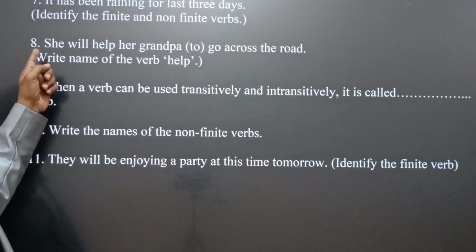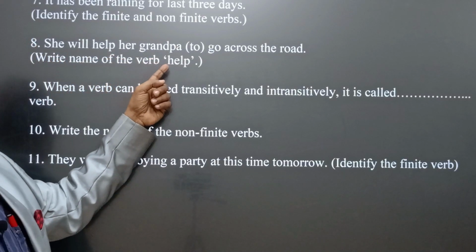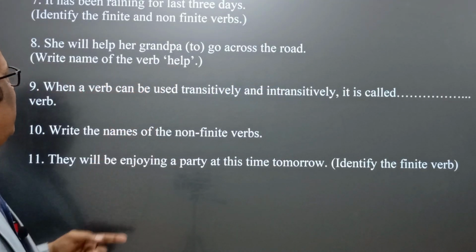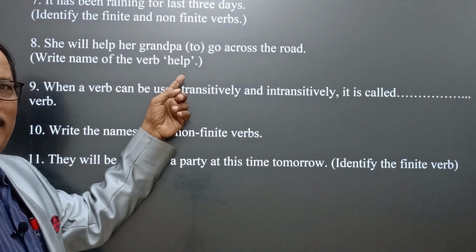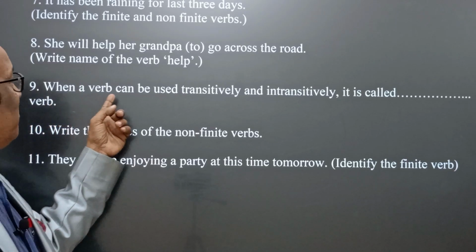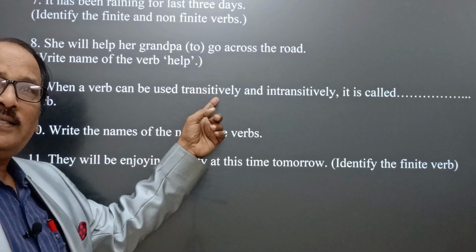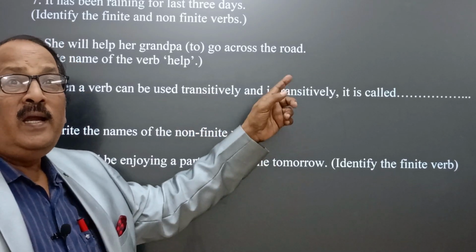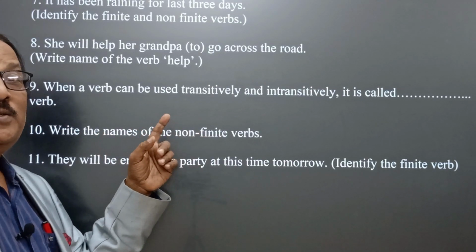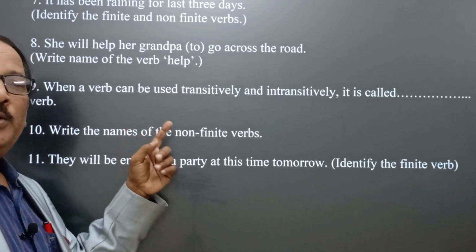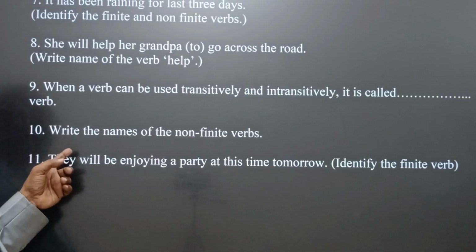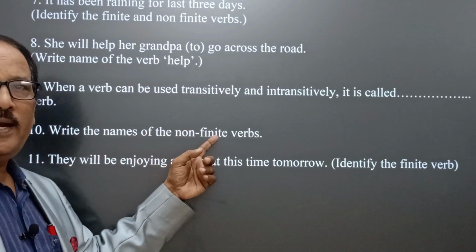Question number 8. She will help her grandpa to go across the road. Write the name of the verb help. It is your duty to decide the name of the verb help. Number 9. When a verb can be used transitively and intransitively, it is called a blank verb. You have to decide which verb is used both transitively and intransitively. Question number 10. Write the names of the non-finite verbs.